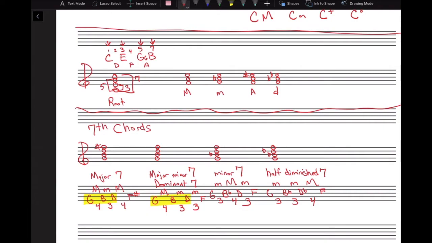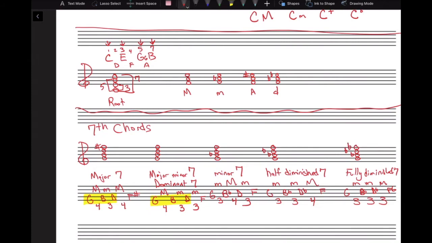The last one is a fully diminished 7. Okay. And that's minor straight across the board. Minor, minor, minor. G, B flat, D flat, F flat. And there's that enharmonic we were talking about earlier, where F flat is also known as E. But 3 half steps, 3 half steps, 3 half steps. G, B flat, D flat, F flat.